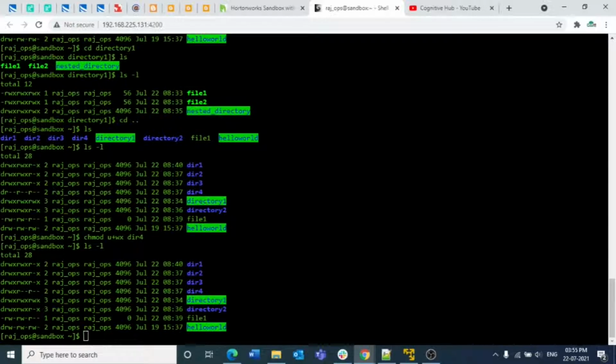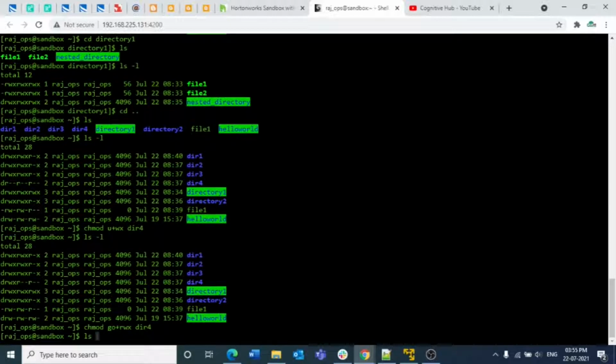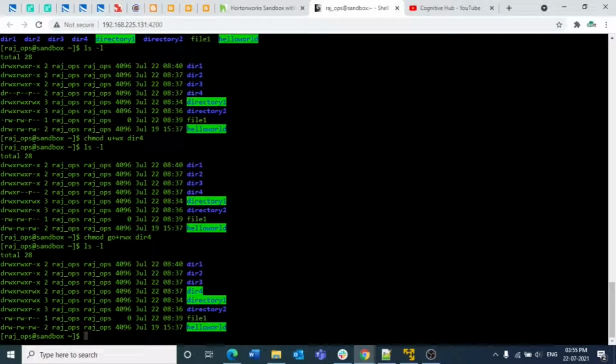So like this you can add user plus wx, and you can also add for user, group and owner plus read, write, execution permission for directory 4, ls -l. Previously we didn't have any permissions for groups and owners. Now we have included both permissions at a time. Now both group and owner are also getting the complete permissions of execute and write permission.